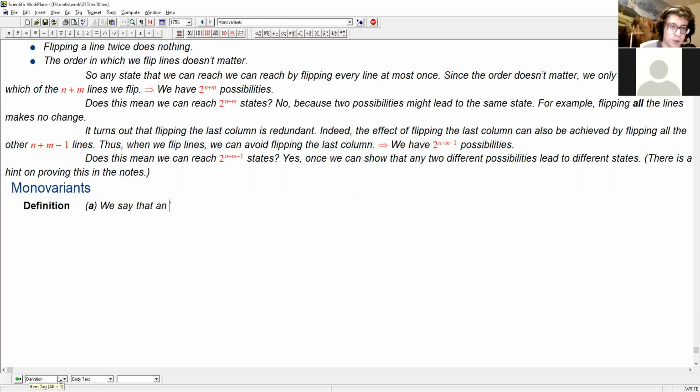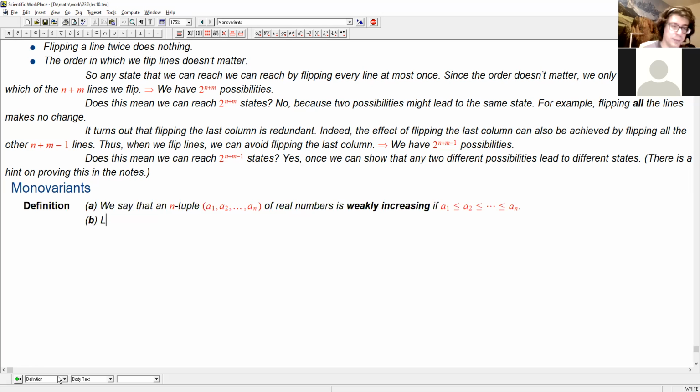We say that an n-tuple of numbers, let's say real numbers, is weakly increasing if a1 is less than or equal to a2, and so on, less than or equal to an. That's what you would expect. It's like a discrete weakly increasing function.